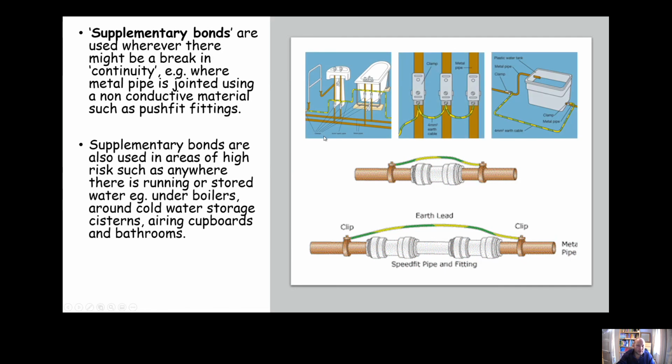So yeah, we use supplementary bonds anywhere there might be high risk as well. Normally the pipework as it goes into a boiler will quite often have supplementary bonding on it. Also, generally speaking, you'll quite often see supplementary bonding in bathrooms, and possibly around a cold water storage system as well. Worth noting, supplementary bonds should be a minimum of 4 millimeter cable.